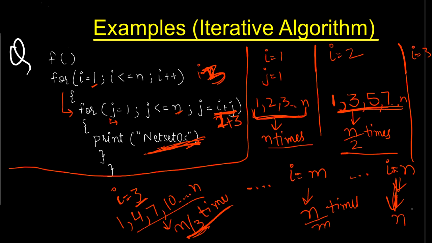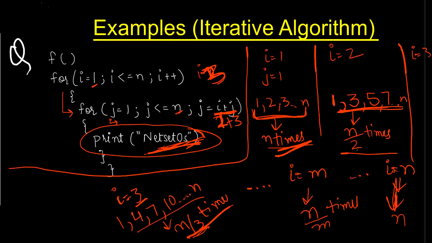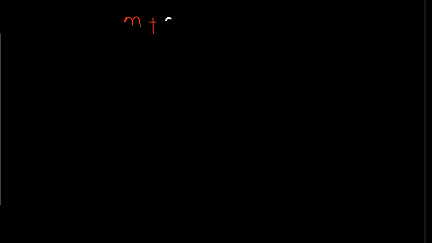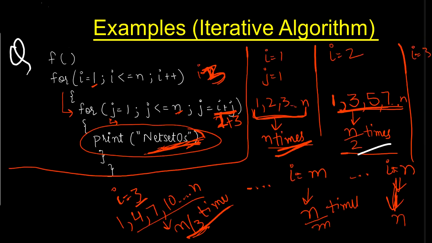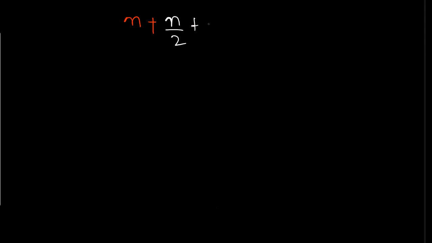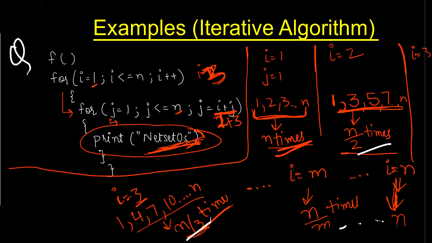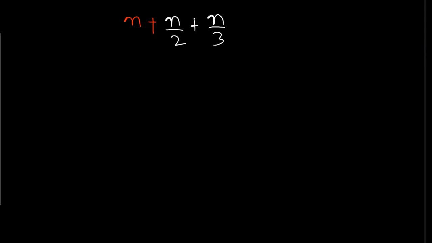Now, so as to see how many times Netset OS will get printed, let's take for one time, it is printed for n times. So I'll write n. For 2 times, it is n by 2. So here I'll write n by 2. For 3 times, n by 3. And going up to n times.